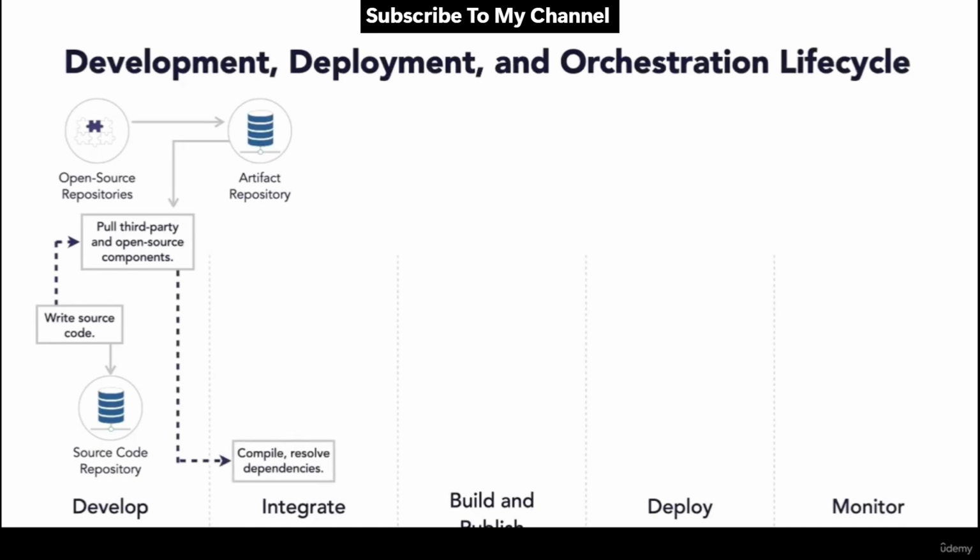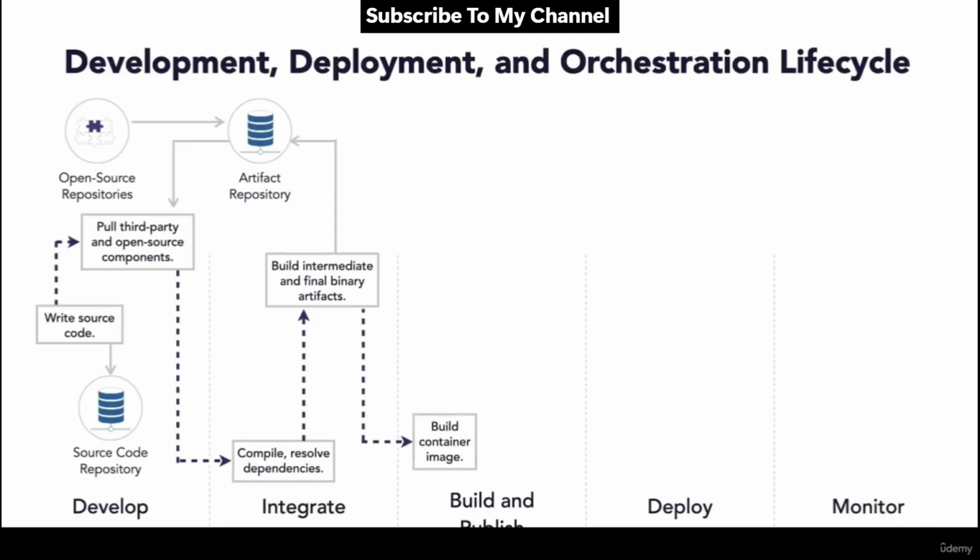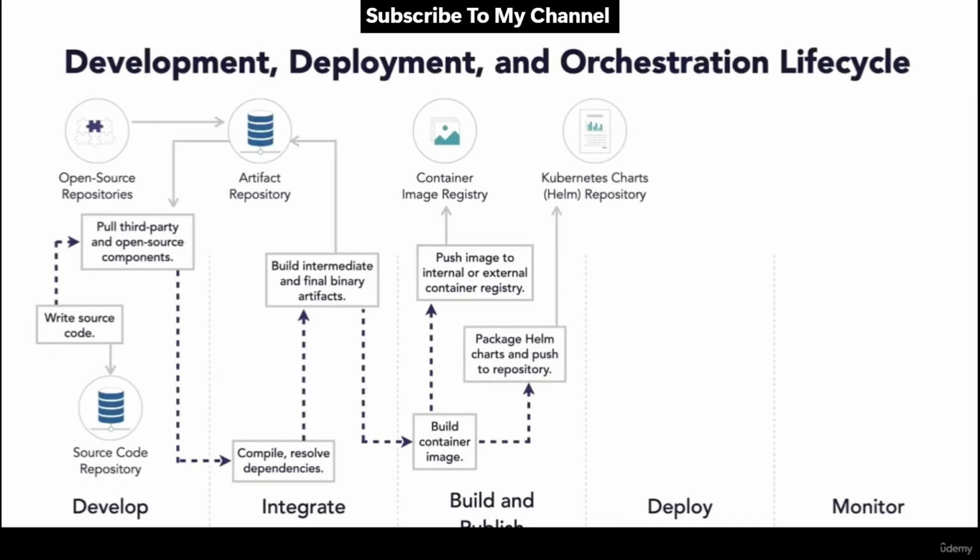An automated continuous integration system compiles the code, resolves dependencies, and stores any intermediate or final binary artifacts to a central repository. Developers or an automated CI system generate a container image and store the image in a container image repository. Many organizations choose to use Kubernetes package managers to define and install applications in Kubernetes. These packages are known as Helm charts and are managed by a tool conveniently known as Helm. The same build pipeline also creates and stores these charts in a special repository.